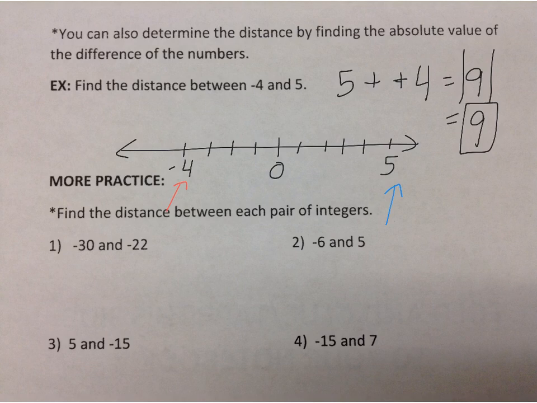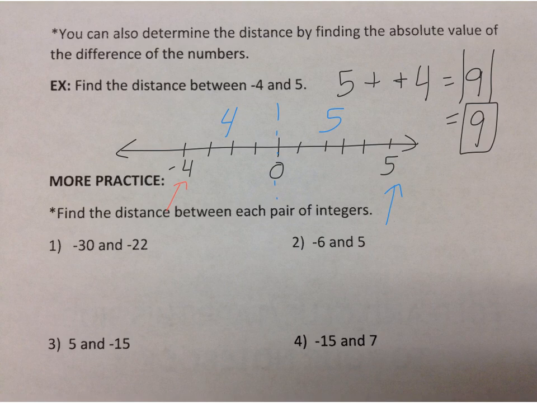If you look on the number line, and you have 0 in the middle, you can see that on the left side, from negative 4 to 0, there's 4, and on the right side, from 0 to 5, that's 5, so again, you can also do 4 plus 5 equals 9. So many different ways to do this.